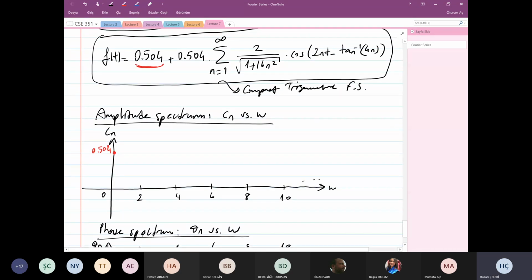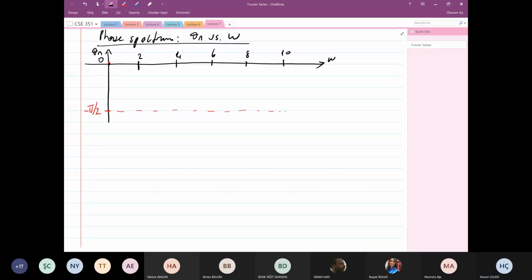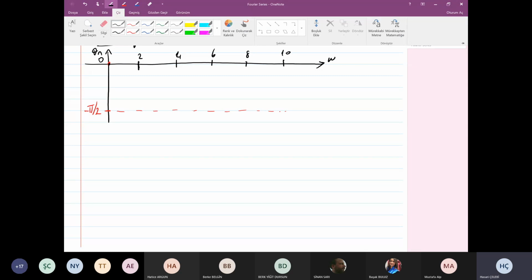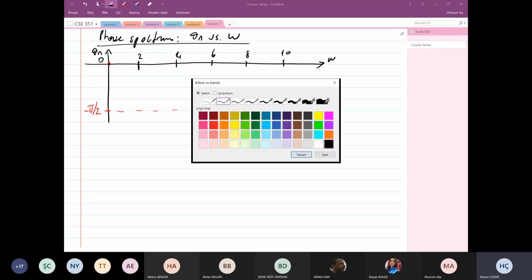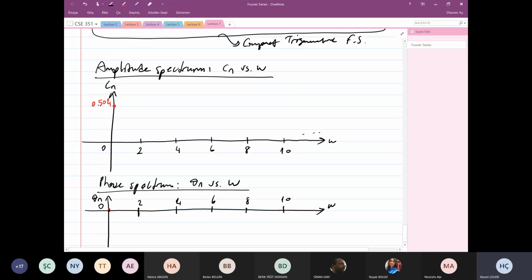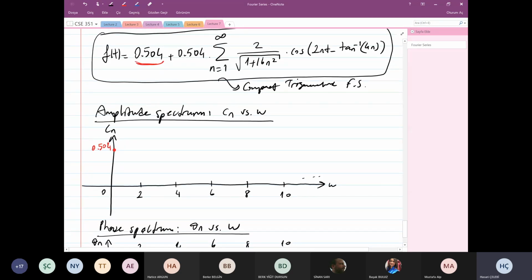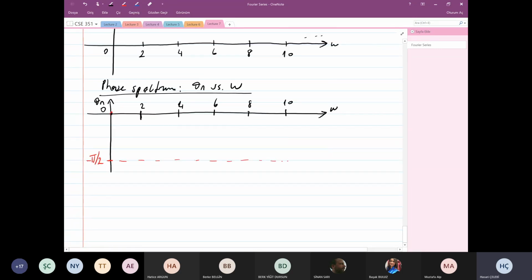Okay, then we start with n equal to 1. If you put this n equal to 1, you're gonna see that. Okay, let's write down for all of them actually, so that you can see clearly. So I'm gonna expand this compact trigonometric Fourier series for the different n values.